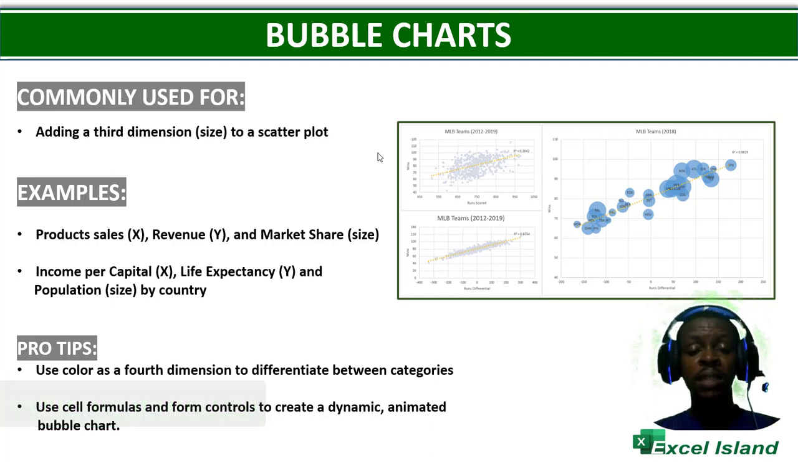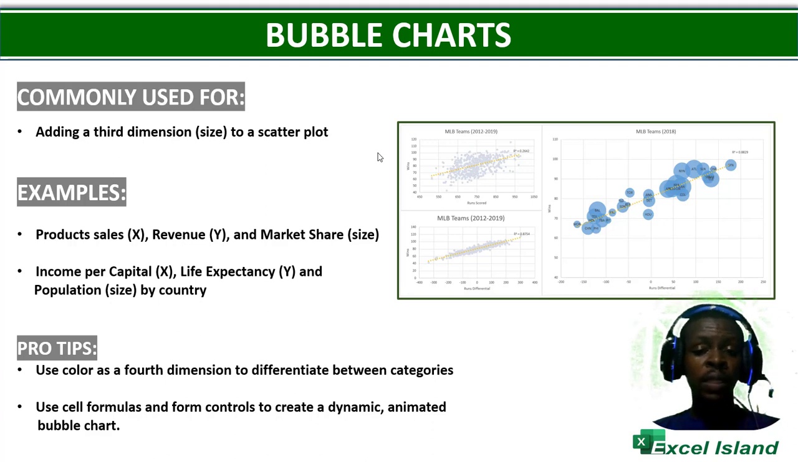So the next Excel chart and graph in the line is the bubble chart. A bubble chart is just like a normal scatter plot in Excel, except in a bubble chart we'll be adding a third dimension, which will be the size of the bubble. So let's go to examples.